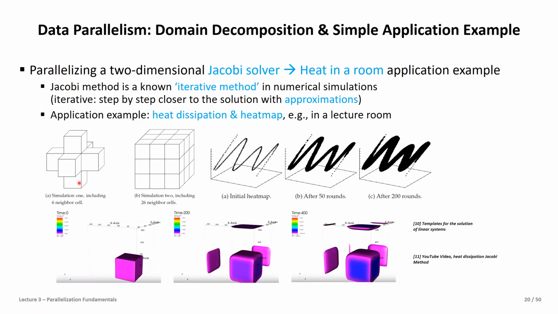You see simulating one, including 6 neighbor cells, 26 neighbor cells, much more details. And then you come after this 50 rounds, 200 rounds to a simulation. How would the heat be basically in the room until then? There are some interesting YouTube videos here around it if you want, that basically shows this Jacobi solver. But I think you get the message.